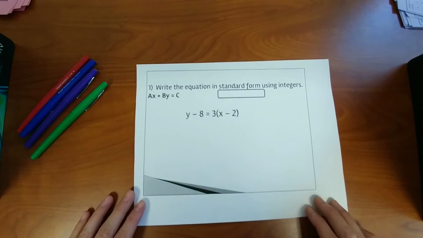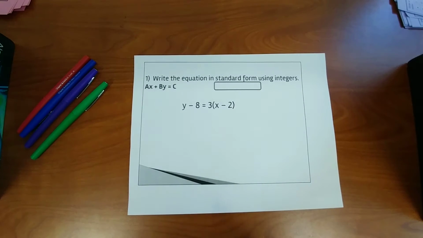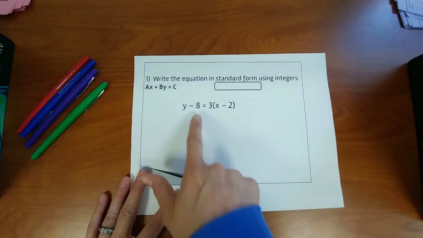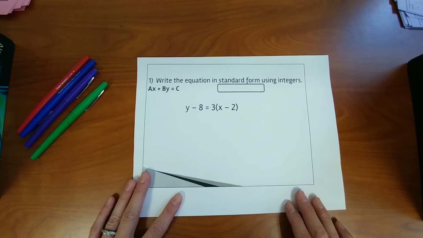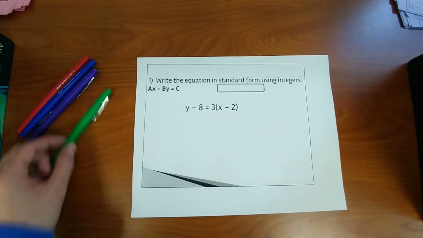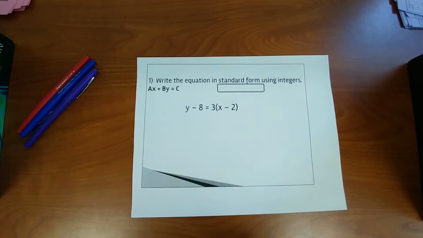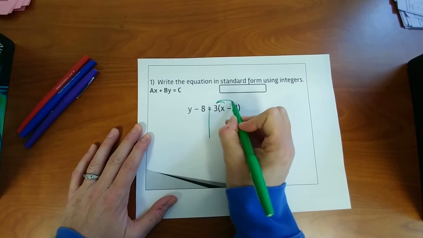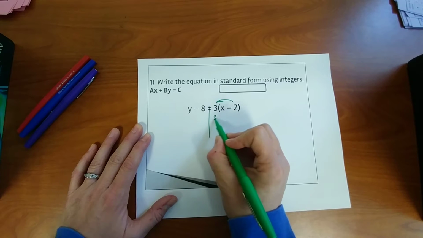All right, now we're going to take a look at a couple examples and see if we can write these equations in standard form. Right now you're going to recognize this as point-slope form, and we want to convert it so that it looks like this: ax plus by equals c. In order to do that, we're first going to need to distribute and simplify here. So you can do this along with me.